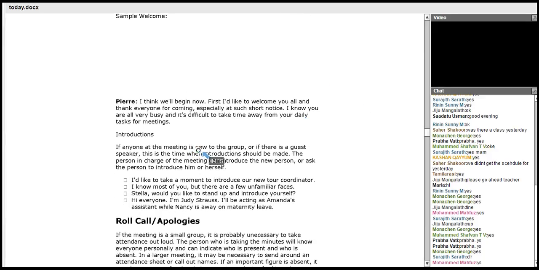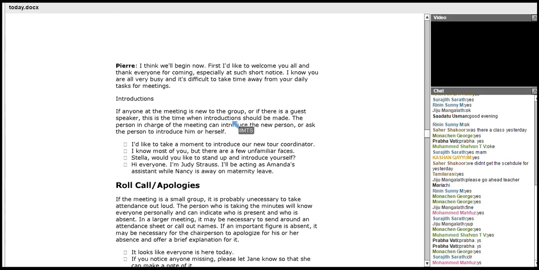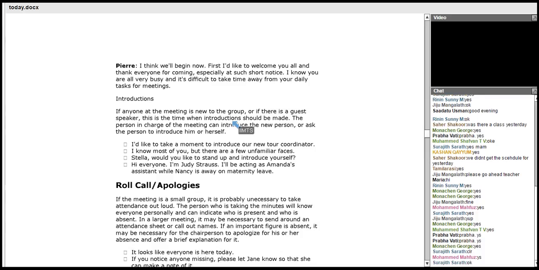Introduction. If anyone at the meeting is new to the group or if there is a guest speaker, then this is the time when introduction should be made. So introduction is made in the case if someone is new to the group or if some guest speaker is there. The person in charge of the meeting can introduce the new person or ask the person to introduce him or herself. Fine. Is it clear, everyone? And what all sentences they can use?